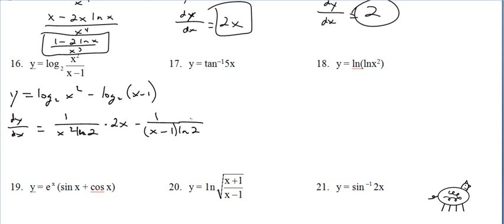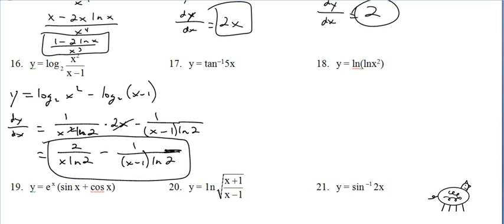Okay, and then you can simplify, like the x cancels here, and I think that's about it. So you just get 2 over x ln of 2, minus 1 over x minus 1 ln of 2. That's it. You don't have to worry about putting these fractions together, because that would be a nasty fraction as a final answer. Okay. 17, inverse tangent of 5x.